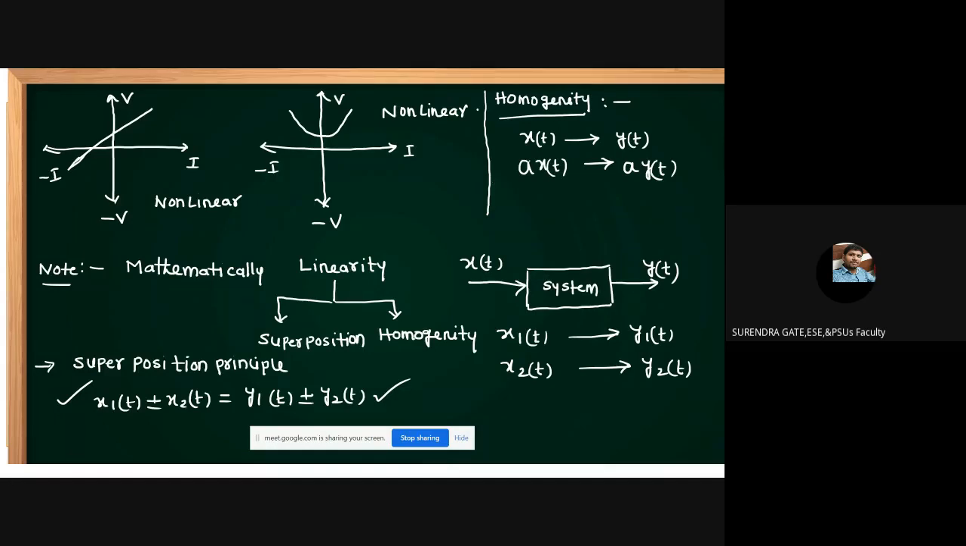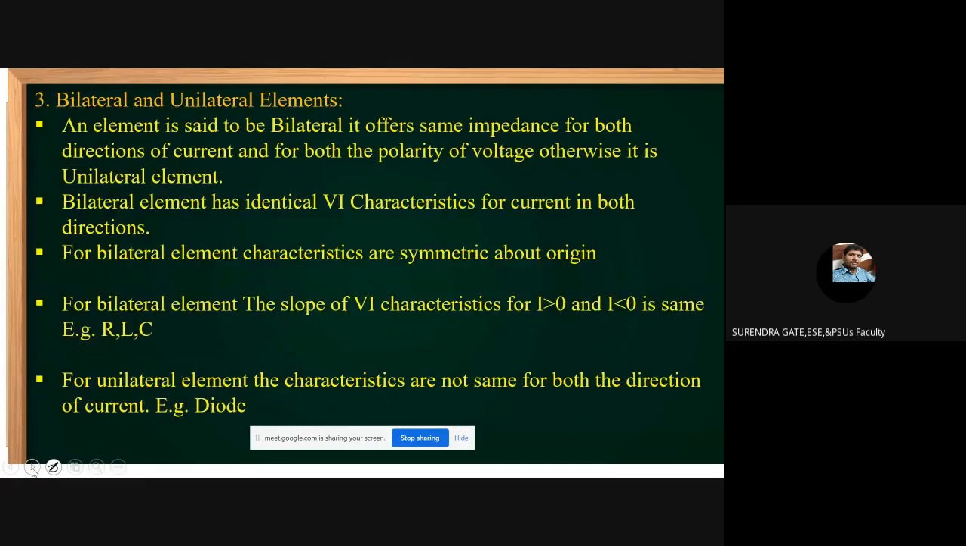If the input is scaled by a factor of a, that means the input and output are scaled by the same factor. Input and output must be scaled by the same factor. Then we can say that the system is satisfying which one? The homogeneity principle. Now, by combining, later on I will explain.